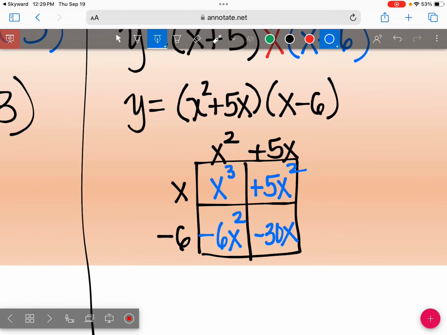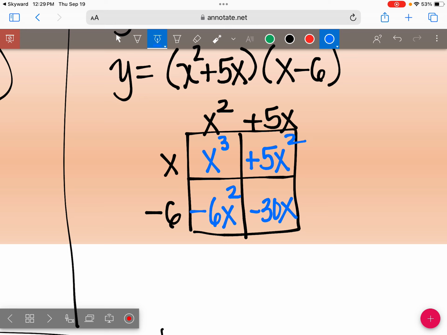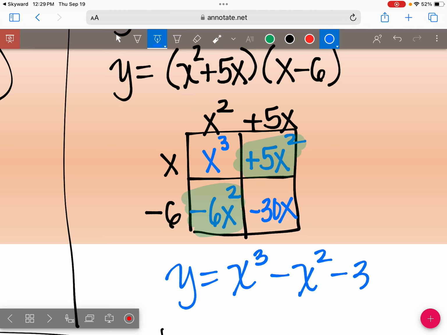So for this one, Daniel, do you notice how we actually do have like terms? So now we will add these together. So we're going to add these two together. And my final answer would be y equals x to the third minus x squared minus 30x.